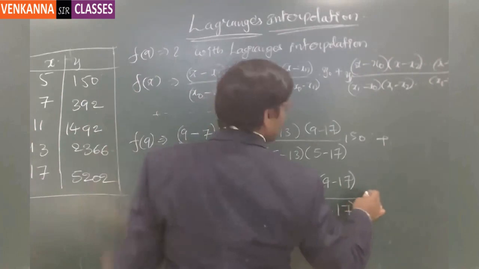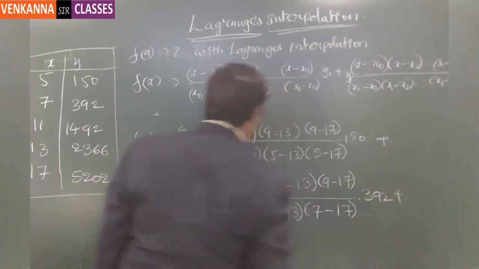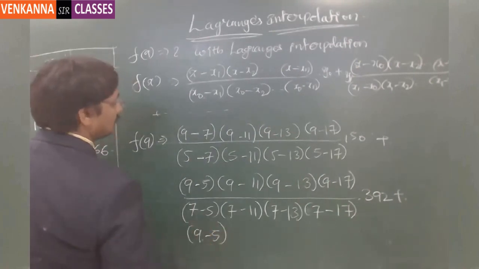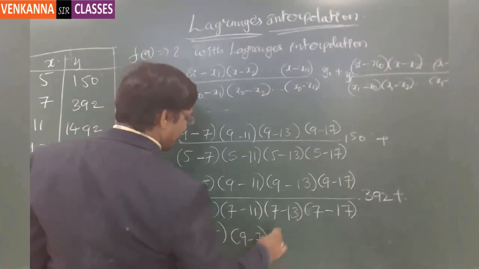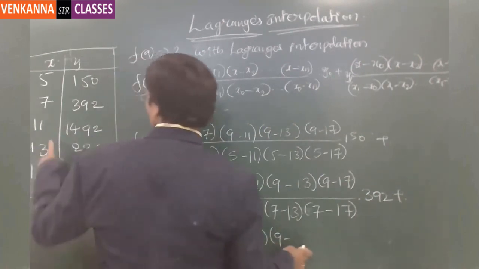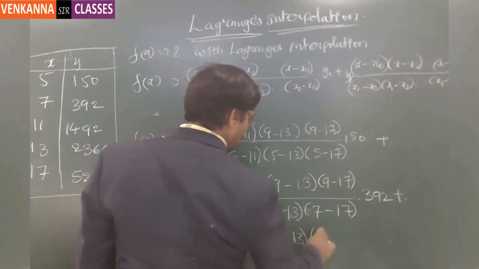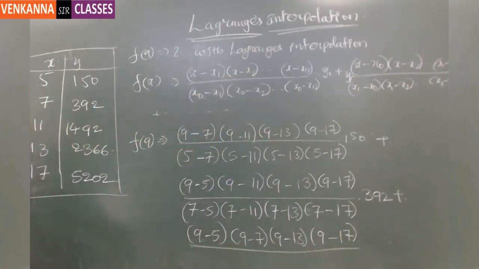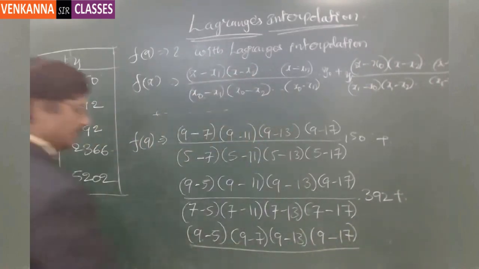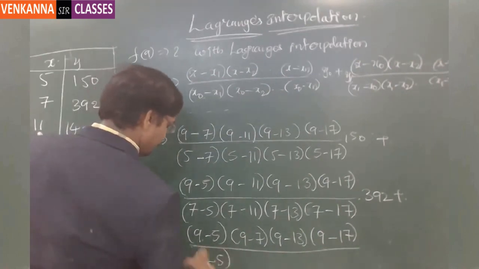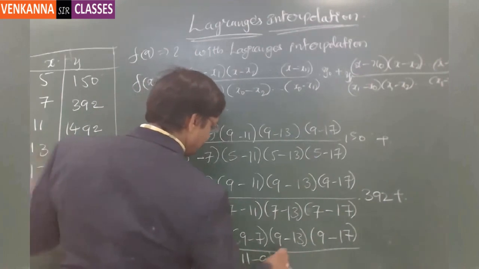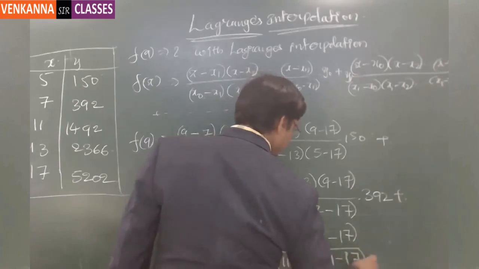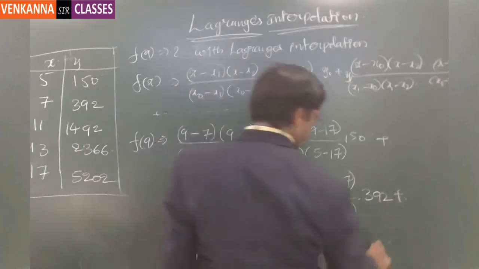Getting multiplied by the second data point, 392, plus the next one: 9 minus 5, 9 minus 7, 9 minus 13 (11 won't be there), and 13, 9 minus 17. In the denominator, x3 is 11, so 11 minus 5, 11 minus 9, 11 minus 13, 11 minus 17, getting multiplied by 1492.